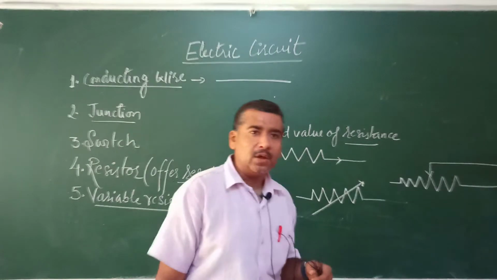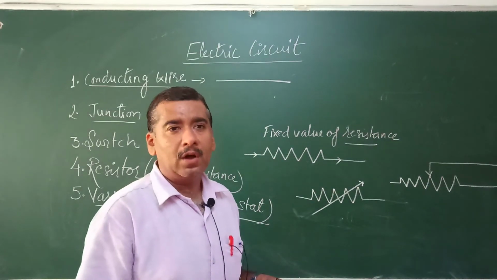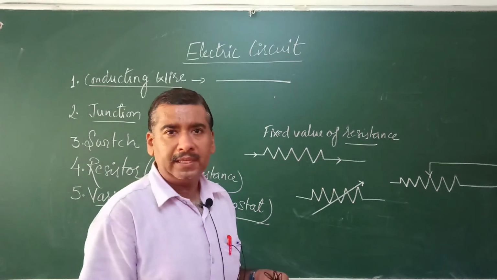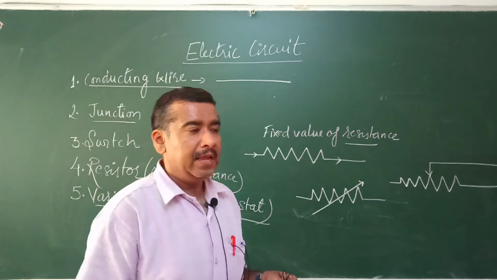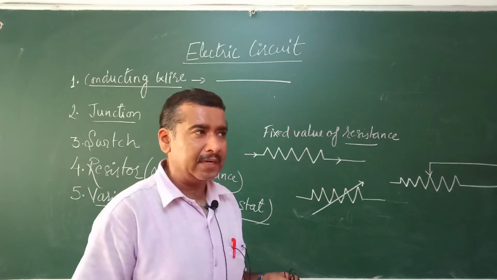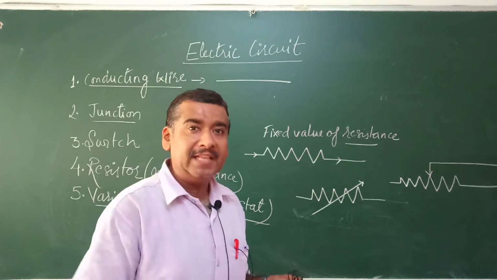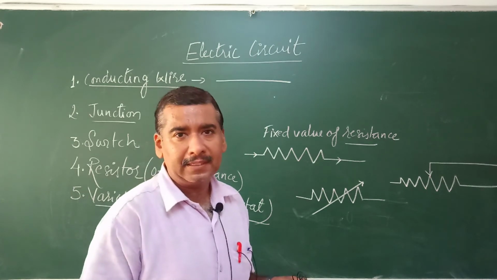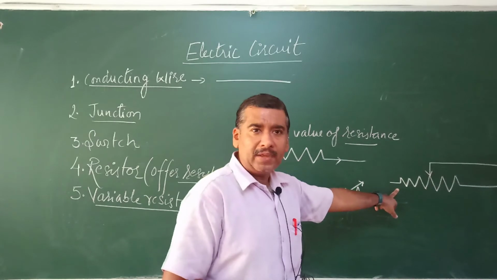Now what is the function of rheostat or variable resistor? We can change the value of the amount of current flowing through the conductor without changing the amount of potential difference. If we cannot change the source of potential difference, but we want to change the value of current flowing through the conductor, then we will use a rheostat or a variable resistor.